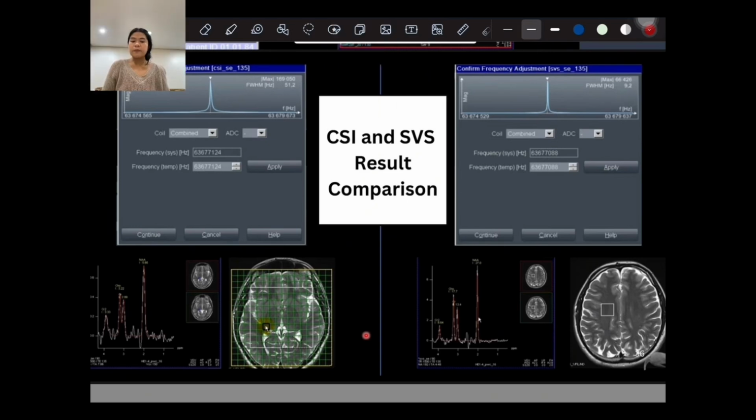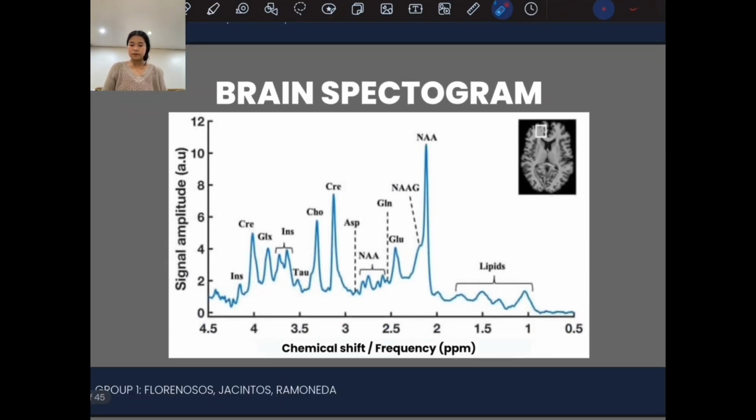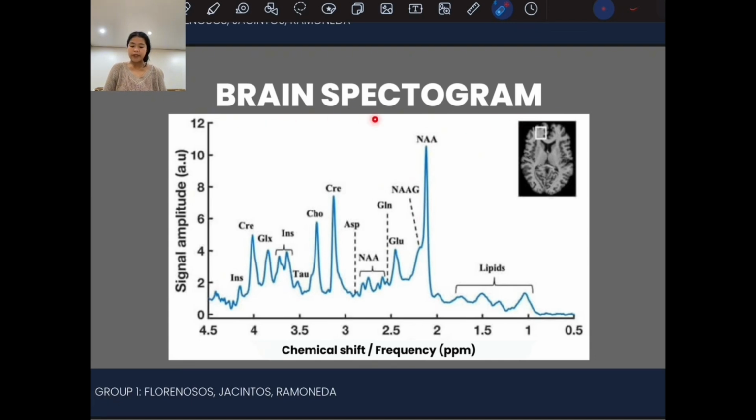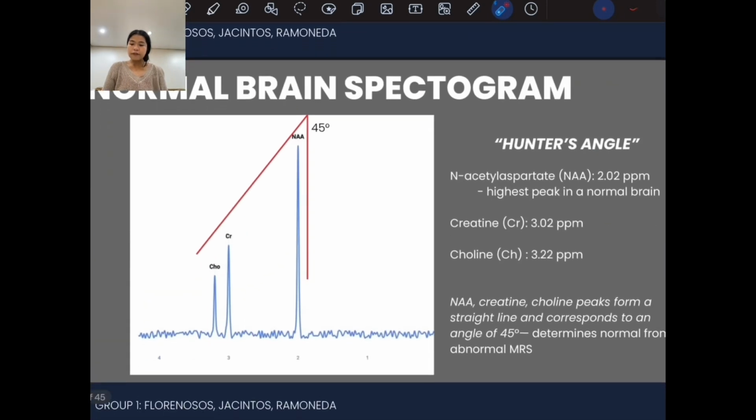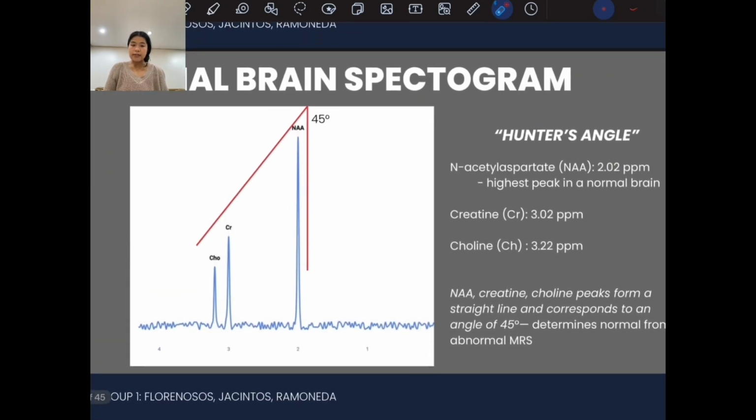For our next topic, we will be doing the graph analysis. So this is an example of a brain spectrogram. It consists of a graph showing different concentration levels of different metabolites detected within our voxels. So a normal spectrogram should first show an ascending graph with what we call a Hunter's angle. The Hunter's angle consists of 3 metabolites, namely the NAA, creatine, and the choline. The NAA or the N-acetyl aspartate should have the highest peak in a normal brain at 2.02 ppm, the creatine should be at 3.02 ppm, and the choline should be at 3.2 ppm.